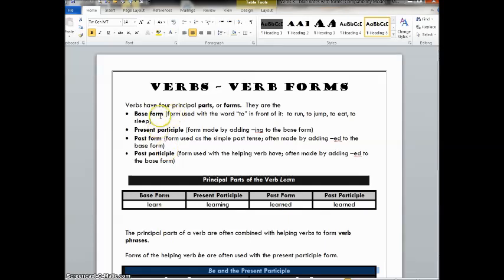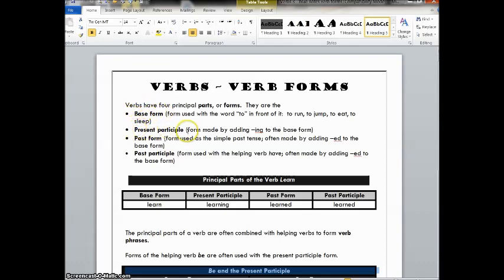The base form is exactly what it sounds like. It's the most basic form of the verb. It's the form you'd look up in the dictionary. It's the form that you can put the word to in front of. To run, to jump, to eat, to sleep, to think, to remember, okay? And it is used to make our future tense and our simple present tense.